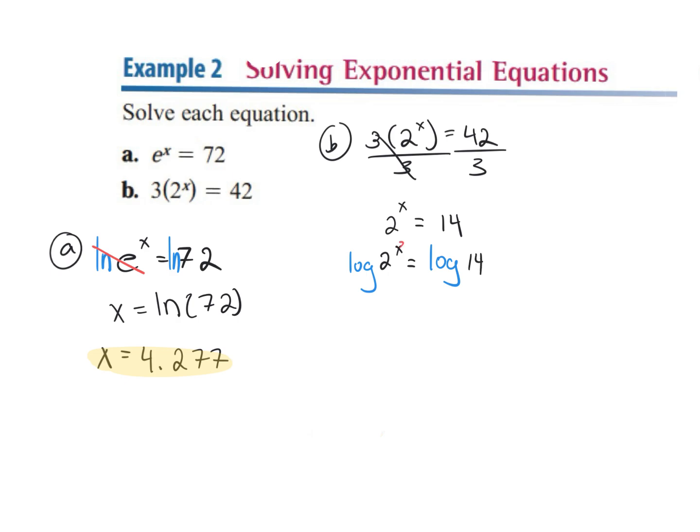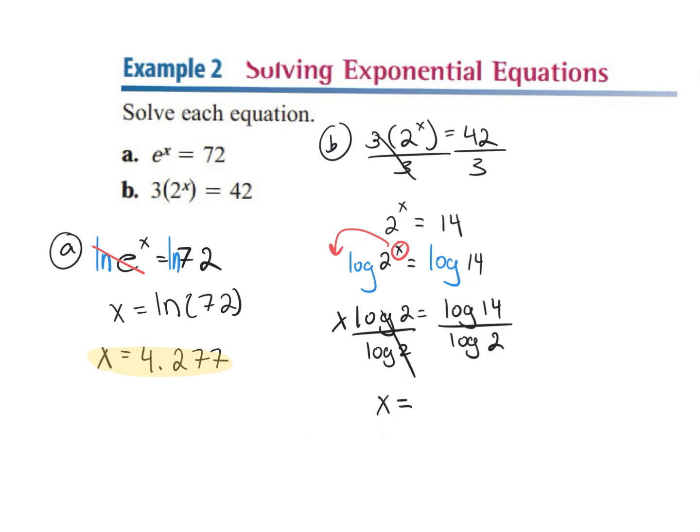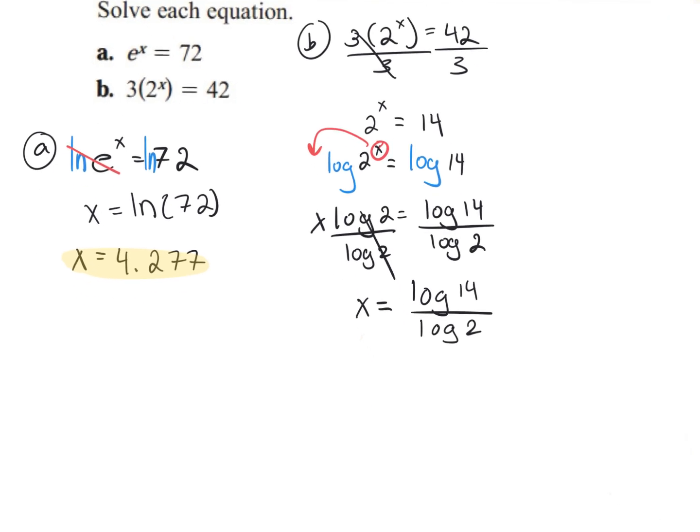But then remember, this exponent we can bring to the front. So we're left with x log 2 equals log 14. And when I move that exponent to the front, I'm able to now divide log 2 on both sides. Let me write down this first step: x equals log 14 over log 2. And then after plugging it into the calculator, we're left with x is equal to 3.807.